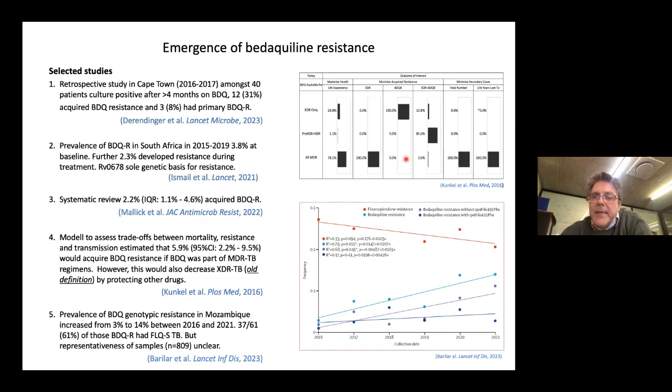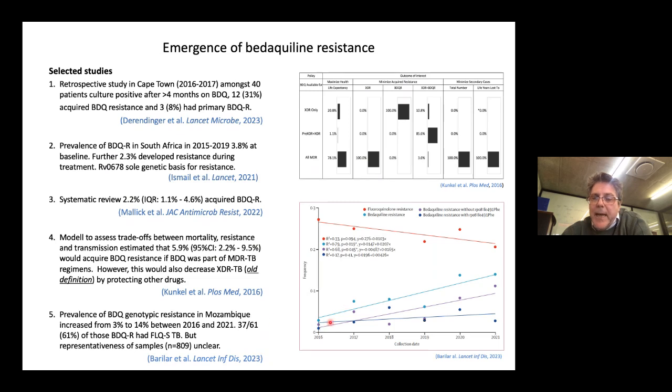However, what it does come at is a cost of increased bedaquiline resistance amongst patients. And so you see this 0%: none of their model runs suggested that this strategy of providing bedaquiline for all NDR cases would provide protection against bedaquiline resistance. In fact, in their model, they estimated that about 5.9%, confidence intervals from 2 to 9, would acquire bedaquiline resistance if bedaquiline was part of all NDR-TB treatment. But just to note that this would also, however, decrease the XDR-TB under the old definitions by protecting the other drugs.